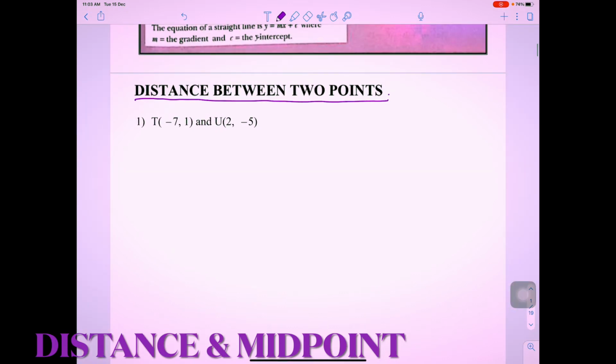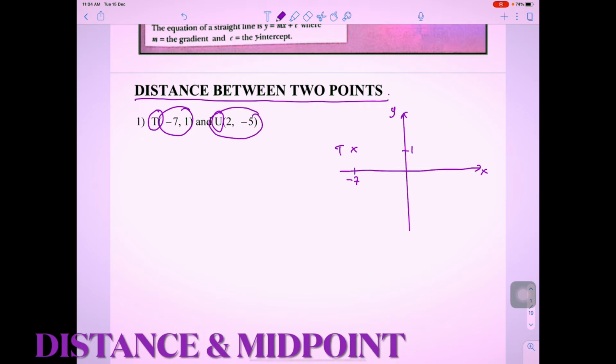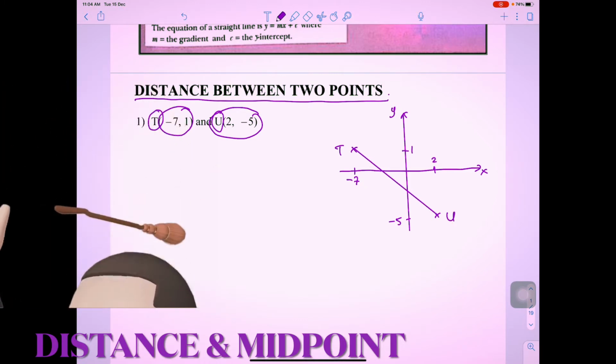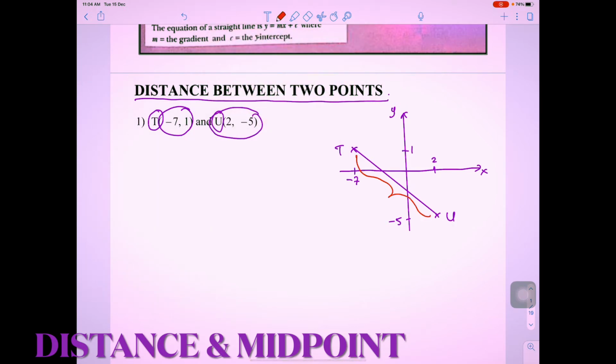Okay, let's look at example 1. First of all, this is point T and point U. As in the diagram, let's say we sketch the Cartesian plane, y and x. For T, (-7, 1), so -7 for the x point and 1. Let's say this is point T, and for point U, (2, -5). So this is point U, and then join the 2 points, and now we are going to find the distance of the 2 points. So this is the situation.